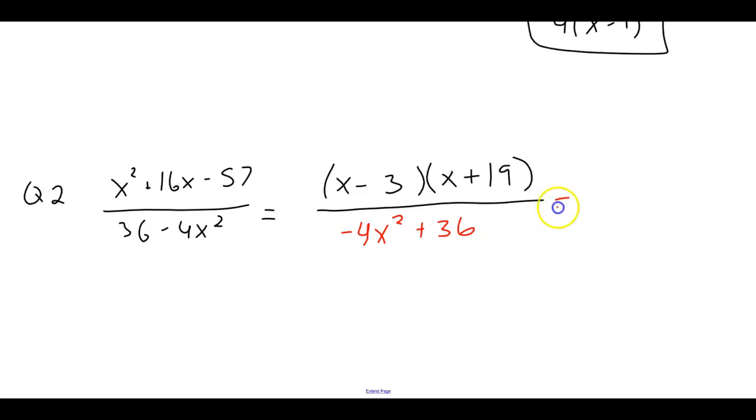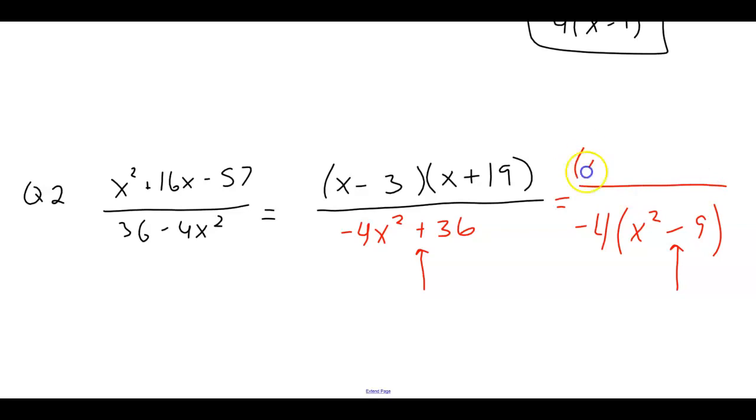And even more so, I would factor out a negative 4, because it's usually easier to factor if our x squared term is positive. So if you take away the negative with it, that just becomes an x squared. And then 36 divided by negative 4 would be negative 9, so that flips the sign on the inside of the factor there. So that is what's on the bottom now, and you can see x squared minus 9 is a difference of perfect squares, so x plus 3, x minus 3.